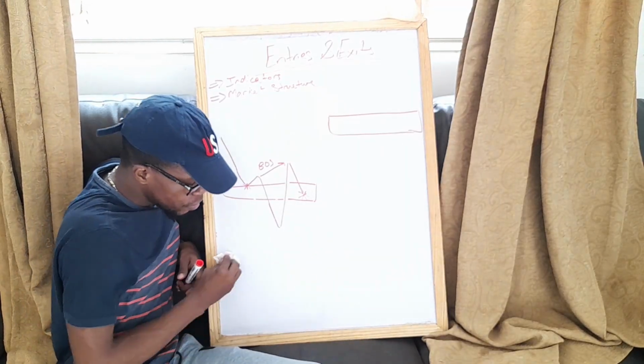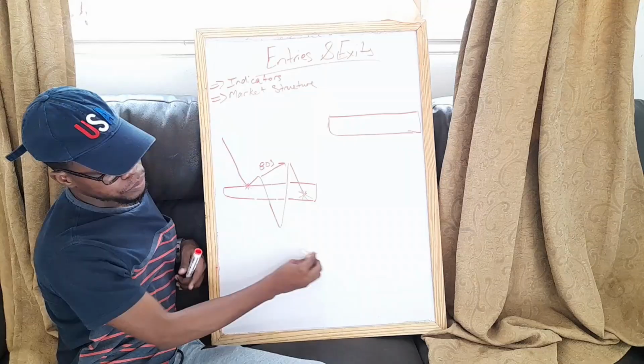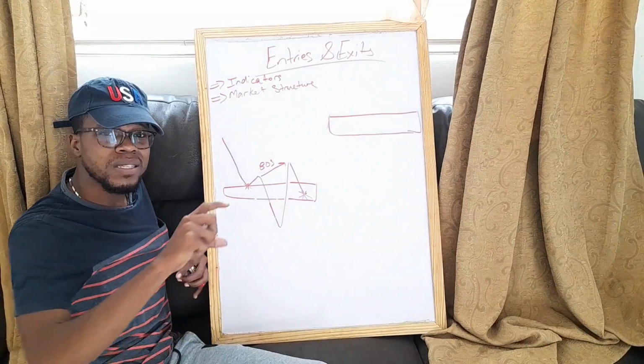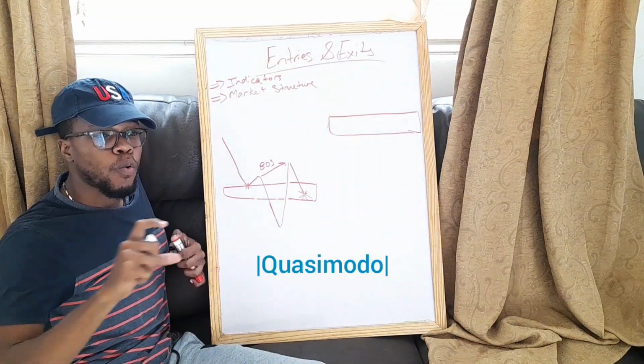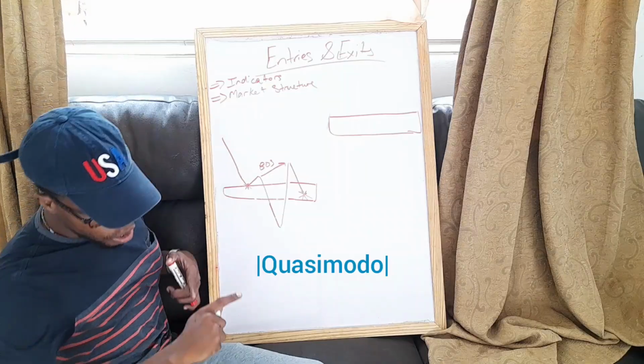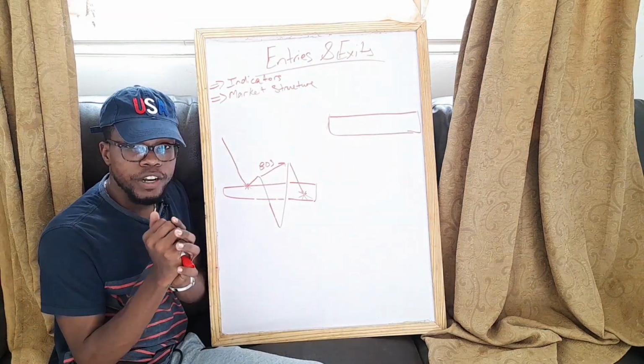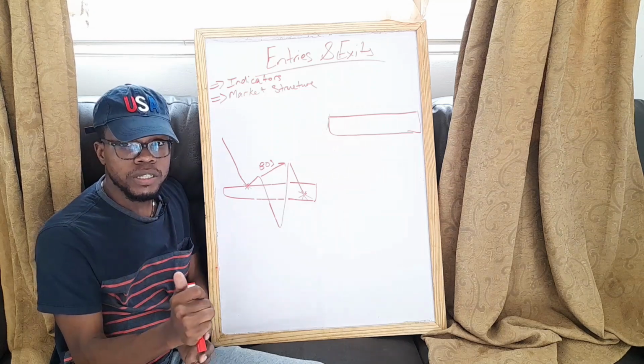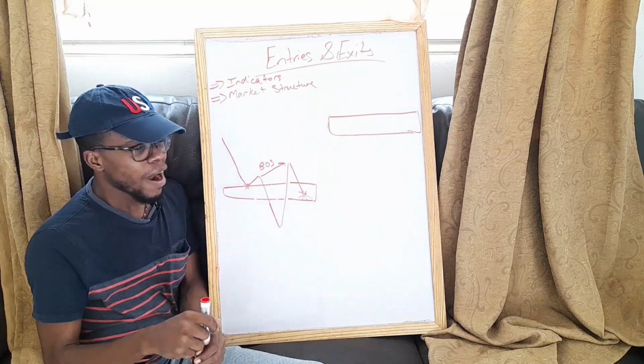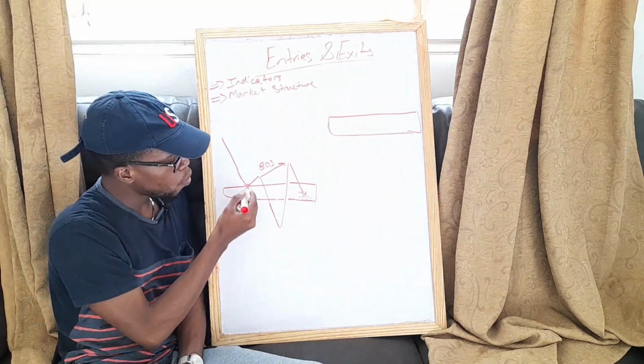One last thing that is very, very important is something called a Quasimodo. You guys can even look this up. Quasimodo is something that is highly used in trading to get entries, to spot entries. It's when the market is selling and the market creates a lower low.